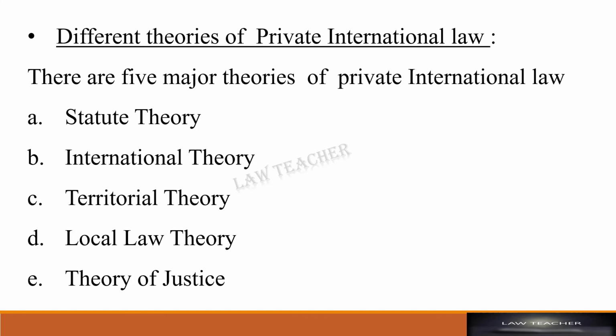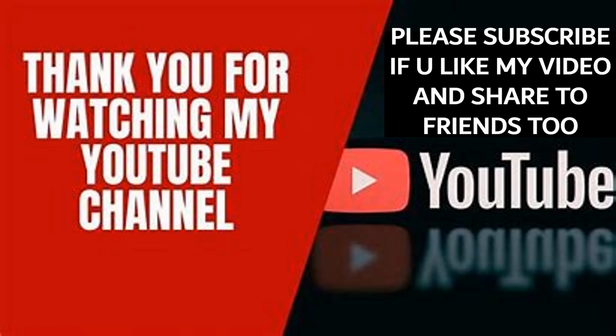Now we can go to the different theories of private international law. There are five major theories of private international law: statute theory, international theory, territorial theory, local law theory, and theory of justice. Thus, the need for private international law arises because the internal laws of different countries differ from each other. We can go through all these topics in detail in the next videos.